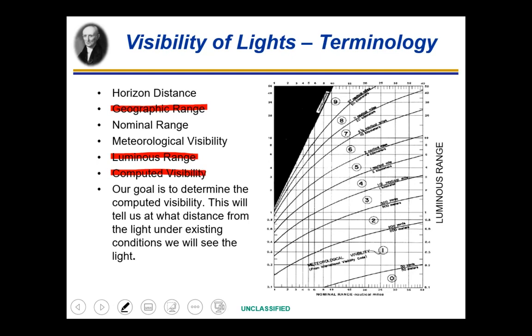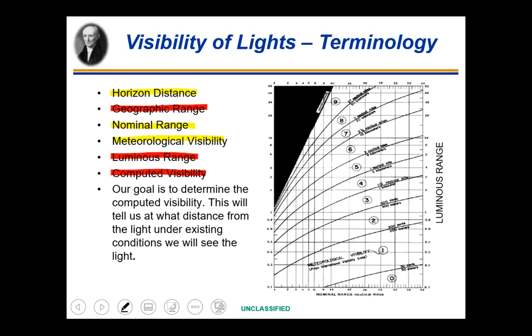For this lecture, we're going to run through where to find the data we need for our calculations and focus specifically on calculating geographic range. As you can see on the slide, there are quite a few terms that we will be unpacking as we progress through the lecture, but I wanted to bring to your attention specifically that horizon distance is used when calculating geographic range, and both nominal range and meteorological visibility are used when we're calculating luminous range.